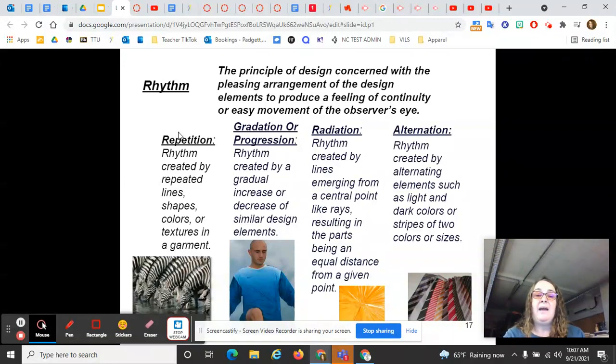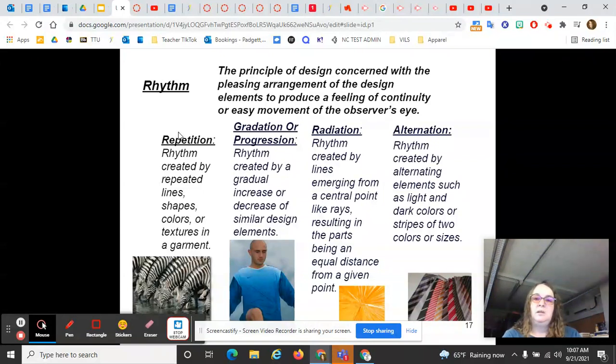Okay. Now, that could also be done with lines. If you think of starting, and I know I've seen it in men's shirts where you have the thick line at the bottom and the next line's a little bit thinner and it keeps going up. And so the line decreases in width. Okay. So with gradation or progression, it is the increase or decrease of a similar design element.